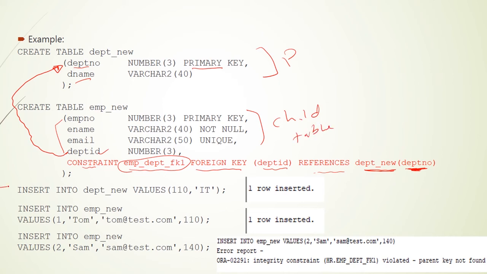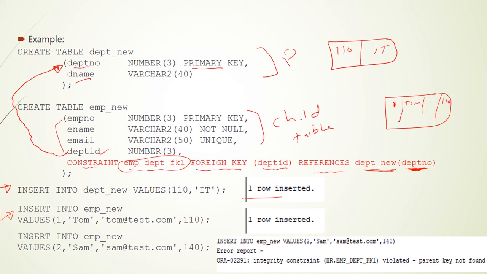So here if you try to insert a statement in dept_new, we are creating a new department. So in the departments table, we are creating a new department, which is 110, and the name of the department is IT. Here we are creating a new employee in table employees, or emp_new. The employee number is 1, the name is Tom, the email, and the department ID is 110.